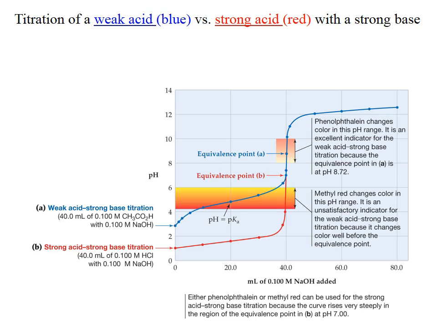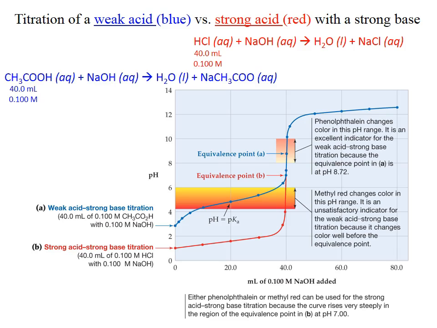So here, this graph compares the titration of a weak acid with a strong acid. The weak acid is shown with the blue curve, and the strong acid is shown with the red curve. We looked at some calculations with strong acid. So for the example for the strong acid, there's a neutralization reaction shown here, and for the weak acid, the neutralization reaction is shown here in blue. So you can see the shapes of the curves are different.